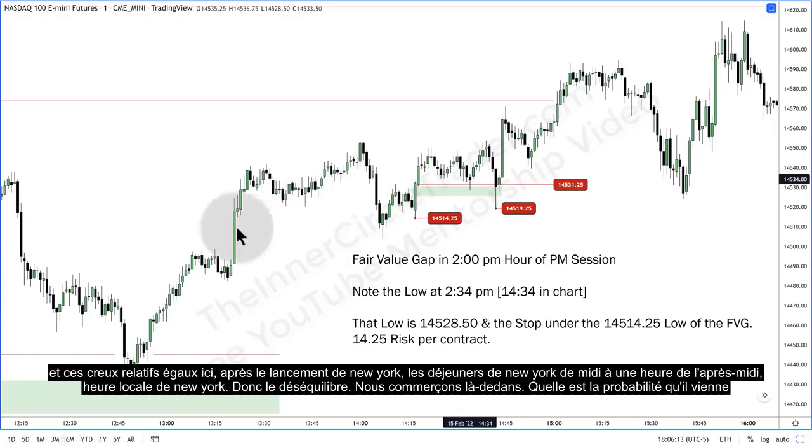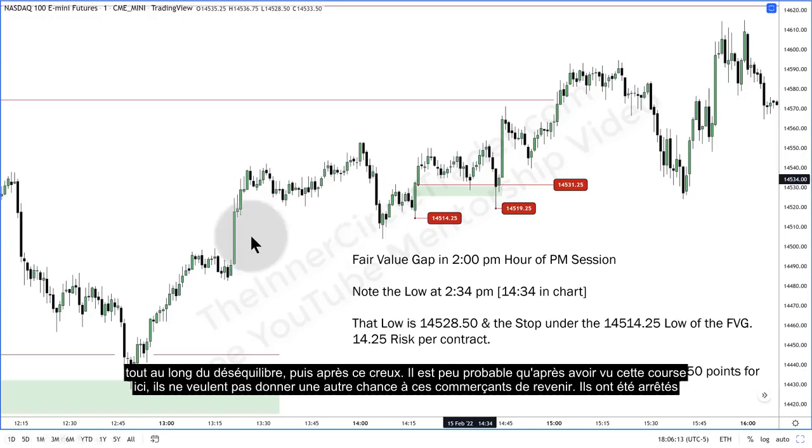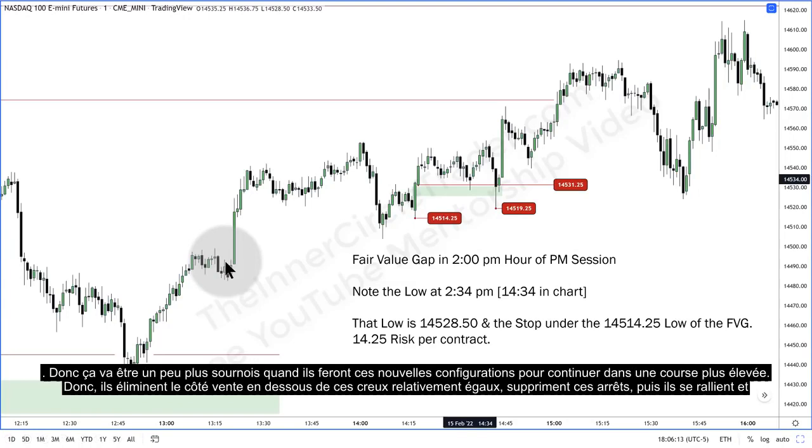So the imbalance, we trade down into that. What's the likelihood of it coming all the way through the imbalance and then going after that low? Not likely. Not after seeing this run here. They don't want to give these traders another chance to get back in. They got stopped out, so it's going to be a little bit sneakier when they make these new setups to continue into a higher run.